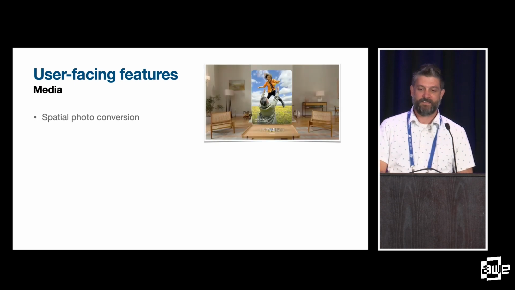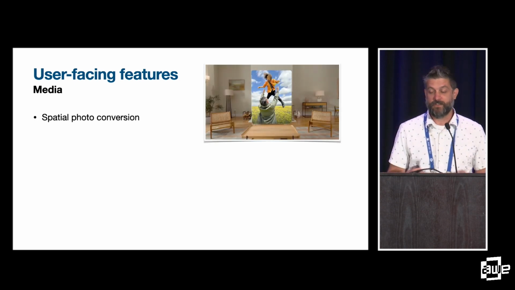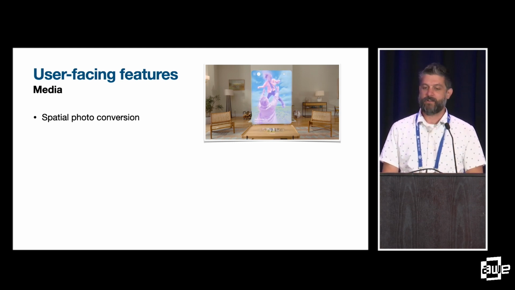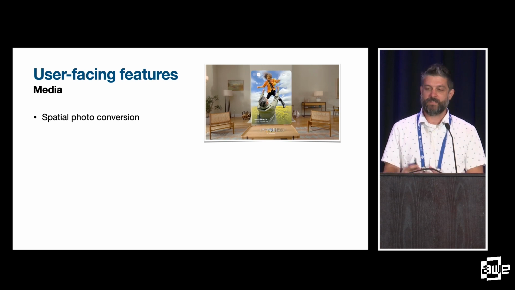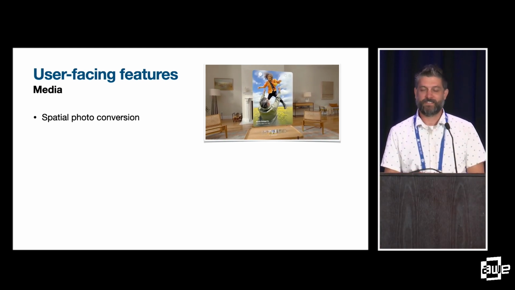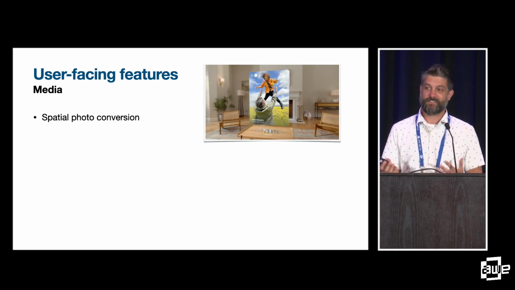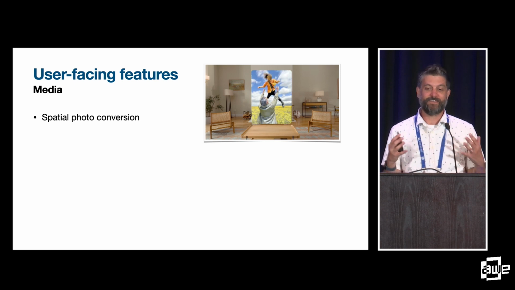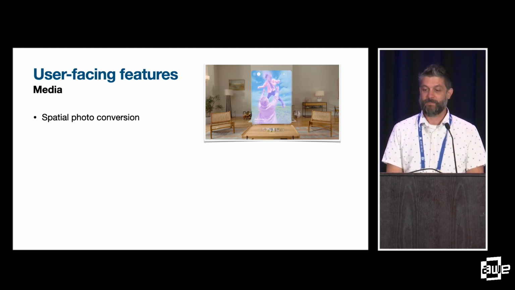In terms of media, there's now a spatial photo conversion. This lets you, in the Photos app, take any of your old 2D photos from your library and actually convert them into the new spatial photo format. And I was using this recently, just going back and looking at a bunch of old pictures of my son throughout the years, and it was really fun to see these photos take on a whole new life as 3D spatial photos.